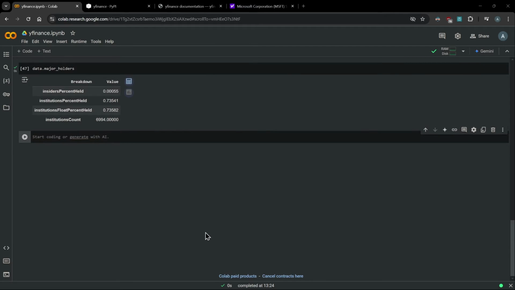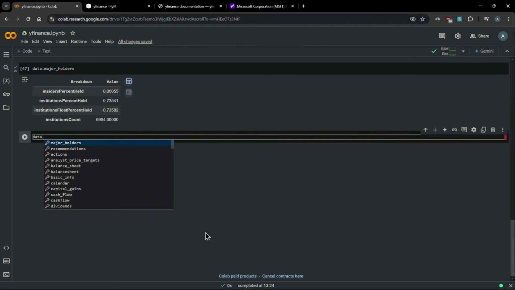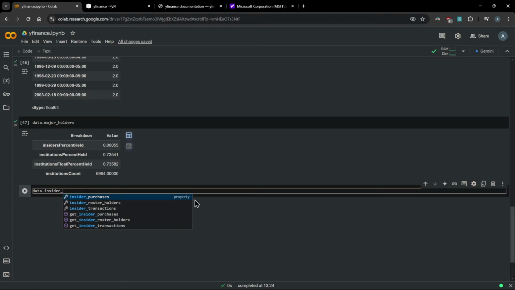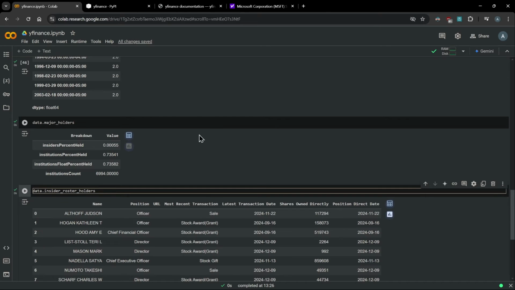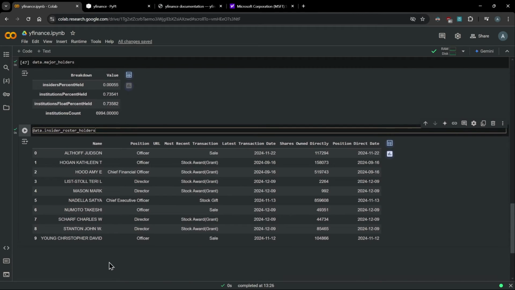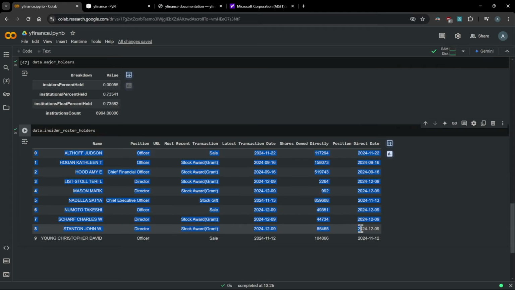Moving on. Now, if you want the names of the insiders, you can say data.insider_roster_holders. Okay. So these are the insider people, as in the company employees, who own the maximum amount of shares, starting with, okay, Satya Nadella has a lot of shares, almost 860,000 shares.